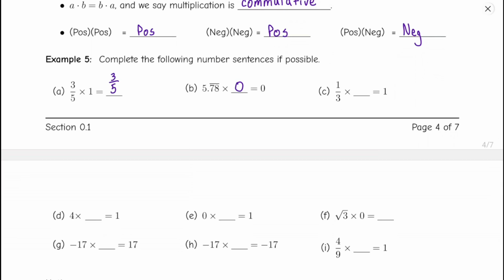See, 1/3 times what equals 1? In other words, what is the reciprocal of 1/3? And that's where I said you think of it as the flip. So it's 3 over 1 or just 3.